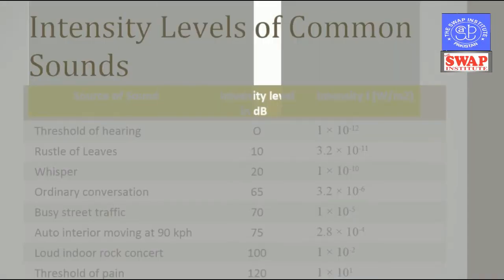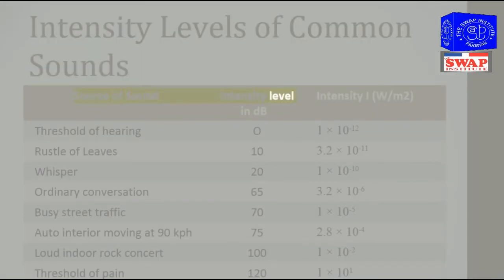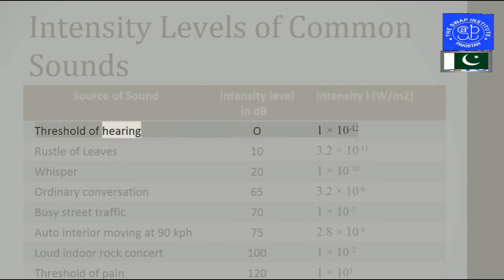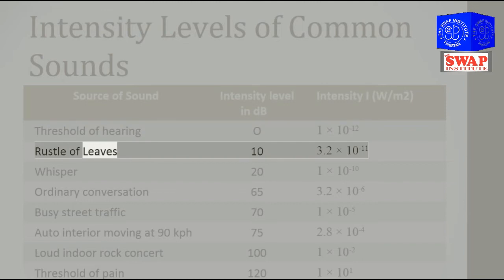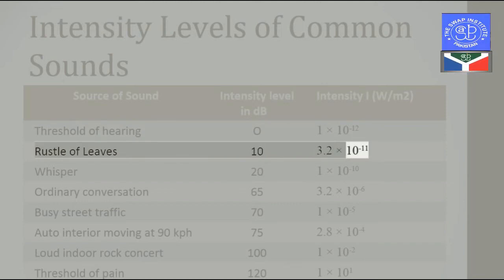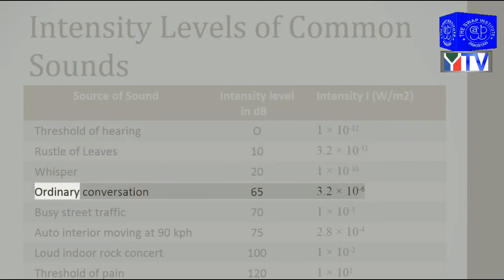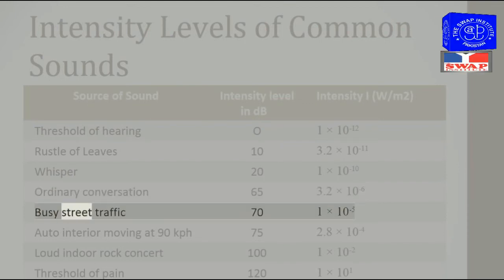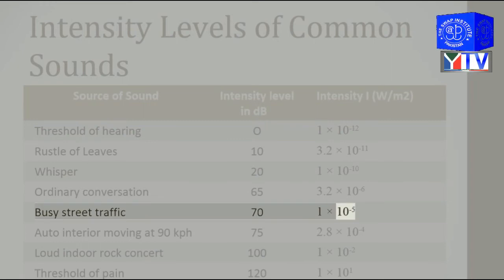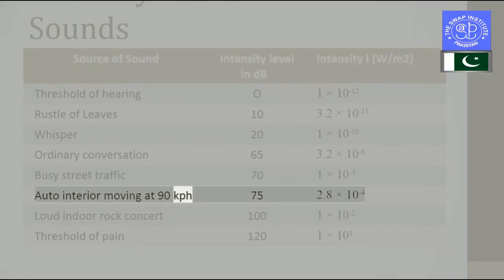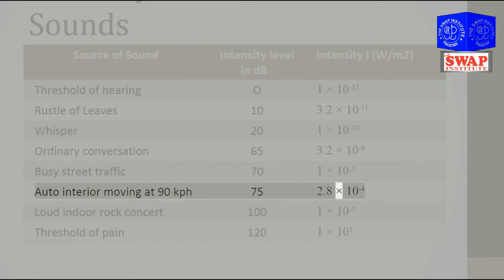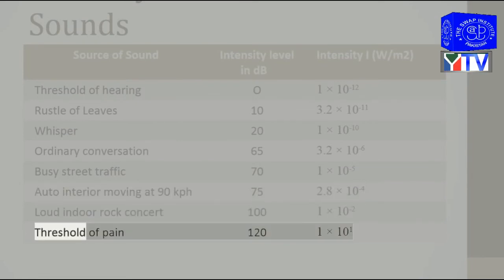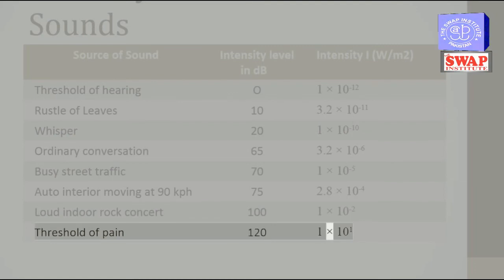Intensity levels of common sources of sound. Source of sound, intensity level in dB, intensity I in W/m2. Threshold of hearing, 0, 1 times 10 to the minus 12. Rustle of leaves, 10, 3.2 times 10 to the minus 11. Whisper, 20, 1 times 10 to the minus 10. Ordinary conversation, 65, 3.2 times 10 to the minus 6. Busy street traffic, 70, 1 times 10 to the minus 5. Auto interior moving at 90 km per hour, 75, 2.8 times 10 to the minus 4. Loud indoor rock concert, 100, 1 times 10 to the minus 2. Threshold of pain, 120, 1 times 10 to the 0.